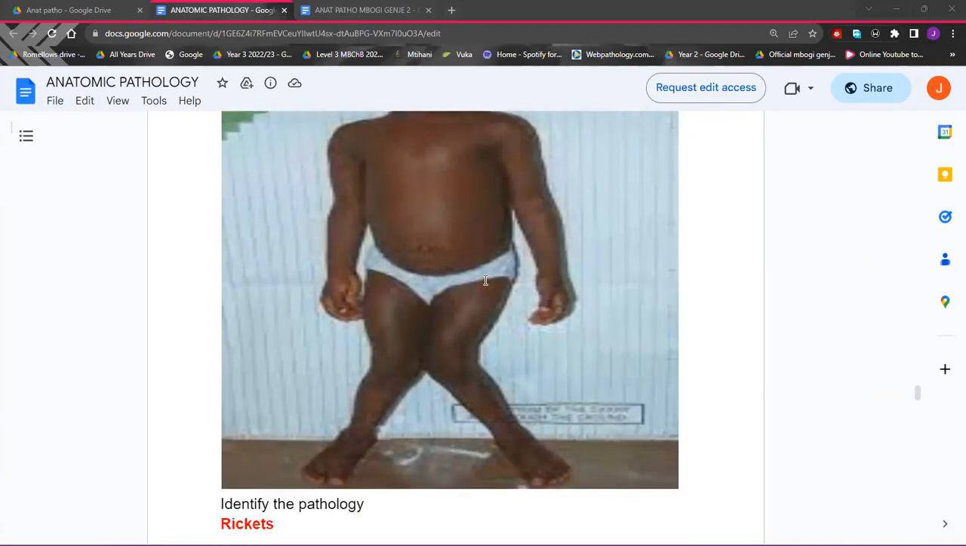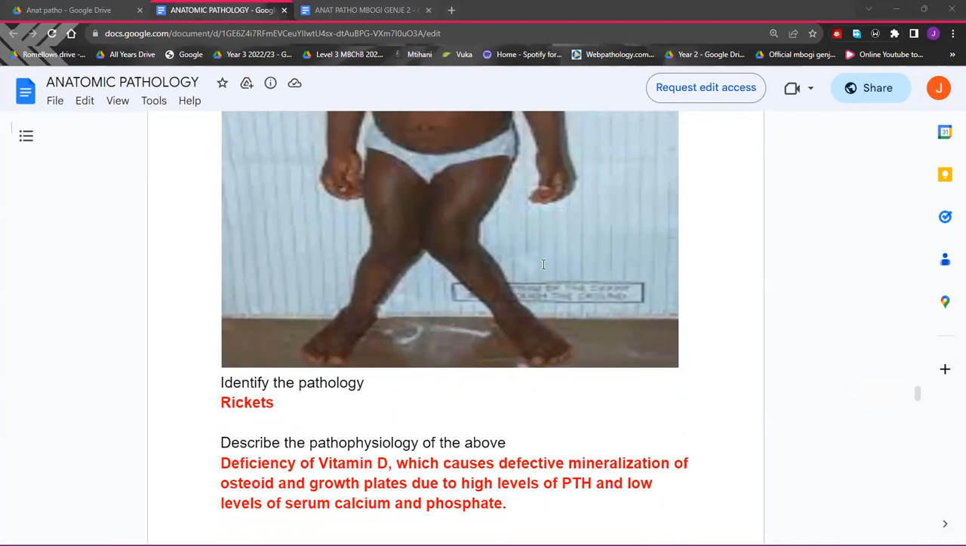Normally, when you have vitamin D and everything is working well, vitamin D will promote absorption of calcium and phosphate from the intestines into the blood, and this will raise the levels of calcium and phosphate in the blood. Now, in rickets, when you lack vitamin D, less calcium and phosphate is driven into the blood. So in the blood, you'll have decreased levels of calcium and decreased levels of phosphate.